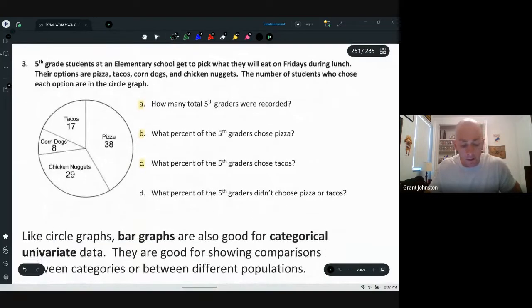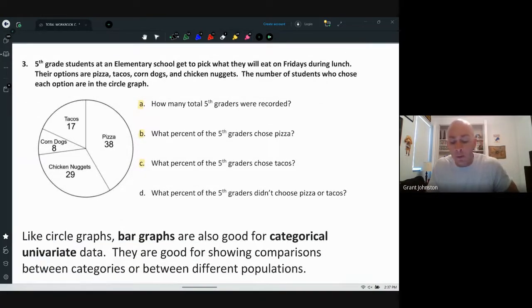Number 3 says 5th grade students at an elementary school get to pick what they will eat on Fridays during lunch. Their options are pizza, tacos, corn dogs, and chicken nuggets. The number of students who chose each option are in the circle graph. So like I said before, usually 9 times out of 10, they show you percentages in a circle graph, but this is just showing you counts. It still shows us kind of the proportion of it because most picked pizza, but it's not in percentages. Just keep that in mind.